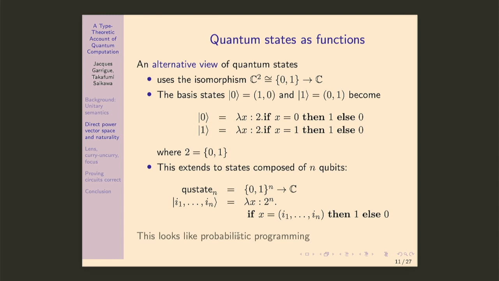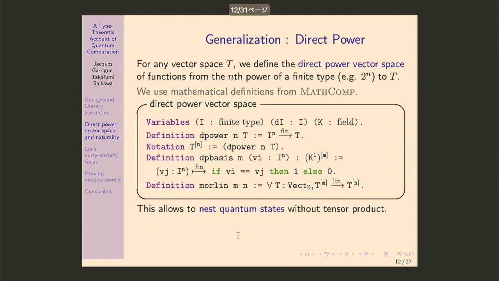Okay, but then the next step, in order to do what we did to tensor products, will be a generalization when we define the direct power vector space based on this. And what's the idea? Rather than going to C, we are going to go to any vector space on a field K. That's just a big generalization. We generalize also finite type. This was just 0, 1. We could have anything, but this part doesn't matter. You can just fix that the finite type is just 0, 1.